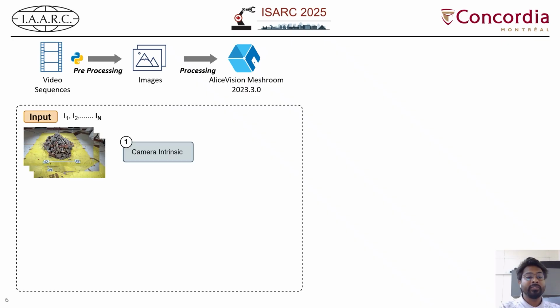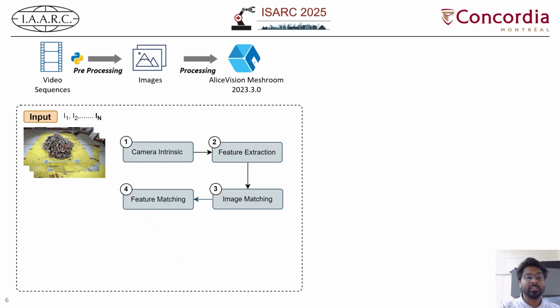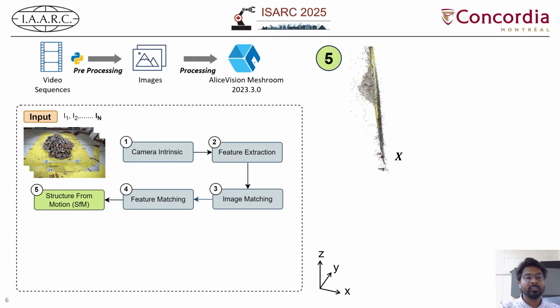These are the nodes that we have utilized in Meshroom, starting from camera intrinsic property, feature extraction, image matching and feature matching, and eventually we observed and got the structure from motion point cloud at the end. But in this, we observed that the point cloud we obtained utilizing the iPhone cameras was aligned in the YZ plane rather than the XY plane.